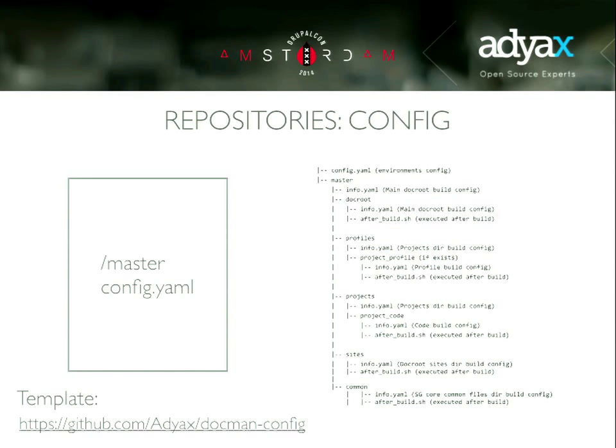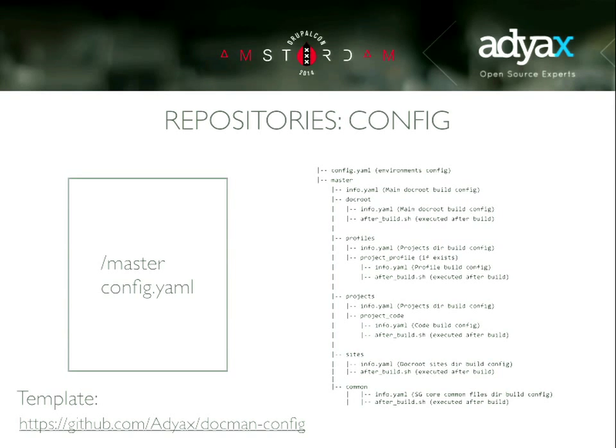You can change it completely. What you see here basically replicates the docroot of Acquia. If you look at the master directory, you can see there is a docroot, there are projects, profiles, and there are also hooks. So Docman will scan everything that you have in this directory and generate the docroot based on the configuration files. And each configuration file describes what directories you want to use and what Git repositories you want to use.